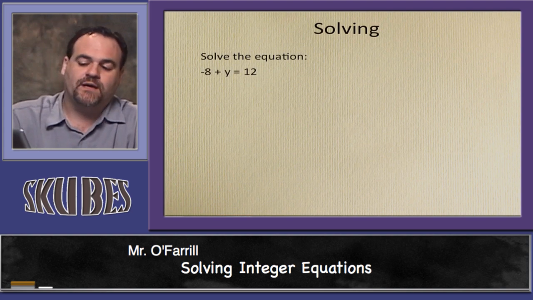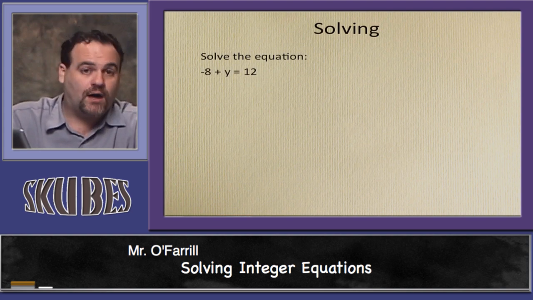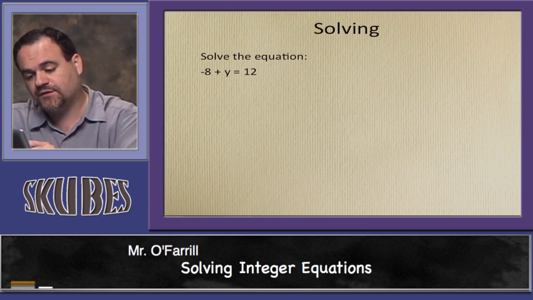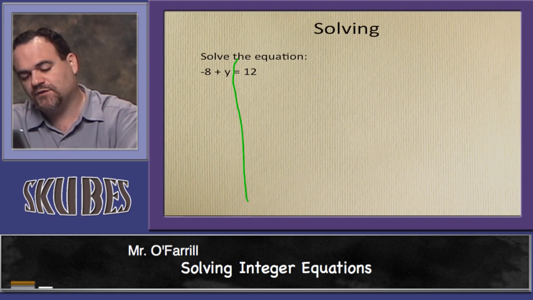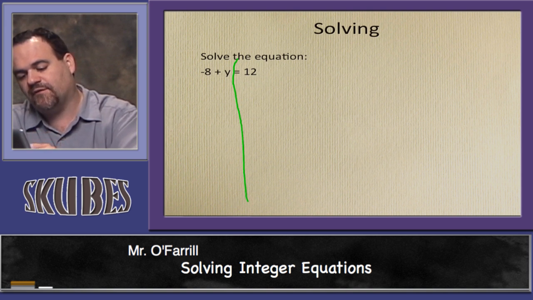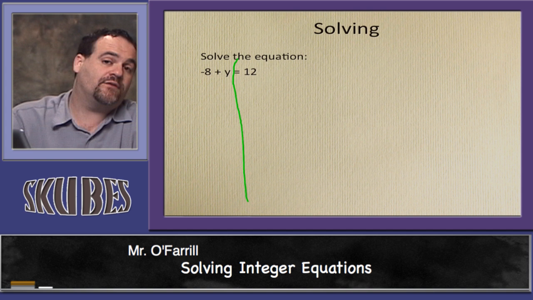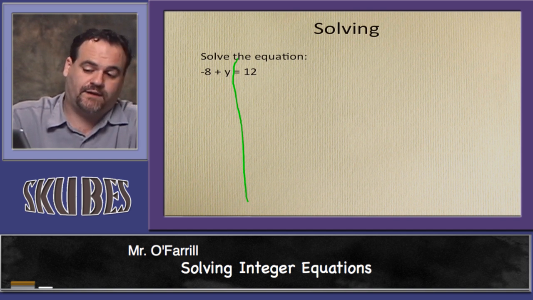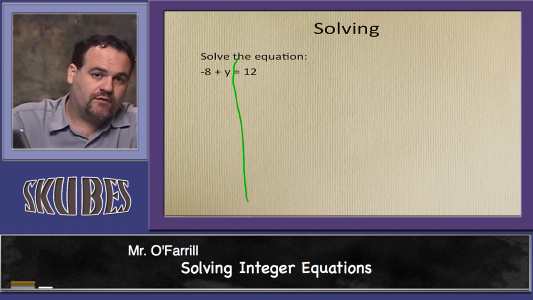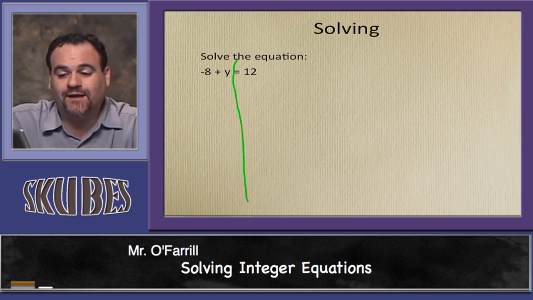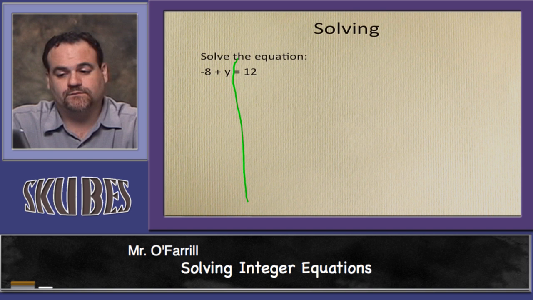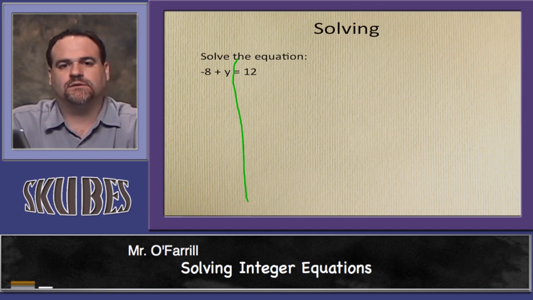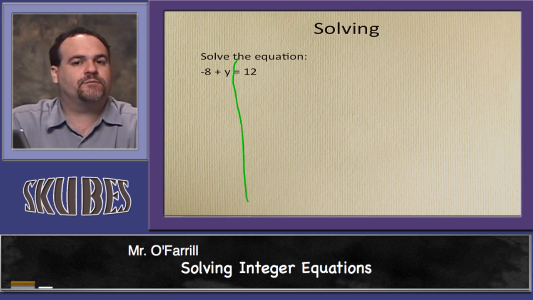So let's do another problem. Negative 8 plus y equals 12. Again, I'm going to start by introducing my balance line. It's my visual clue that helps me remember that if I do it on the left side, I have to do the same thing on the right side. Negative 8 plus y. We need to get rid of the negative 8. And we're adding. But it's a negative number. Well, that's where it gets a little bit weird.